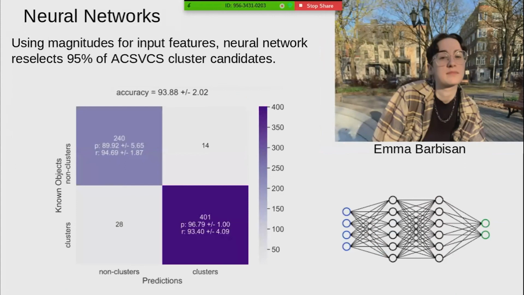So this is Emma's confusion matrix for the neural network. She's done both a 2-class and a 4-class model. And so this is the confusion matrix: known objects versus predictions, and anything on the diagonal has been correctly identified. And the really nice thing, that made me breathe a deep sigh of relief, is that when she tried to reselect the ACS VCS cluster candidates, her model actually correctly reclassified 95% of these as globular clusters. So it's just nice to have this outside check that the model is actually doing what it's supposed to do. And then it's nice because we have some overall uncertainty on our population.